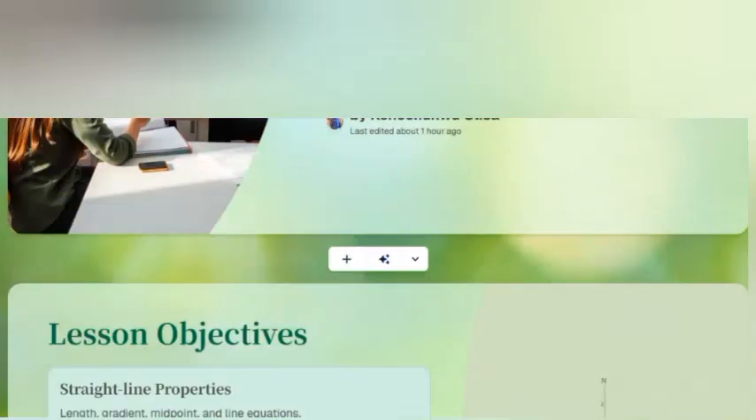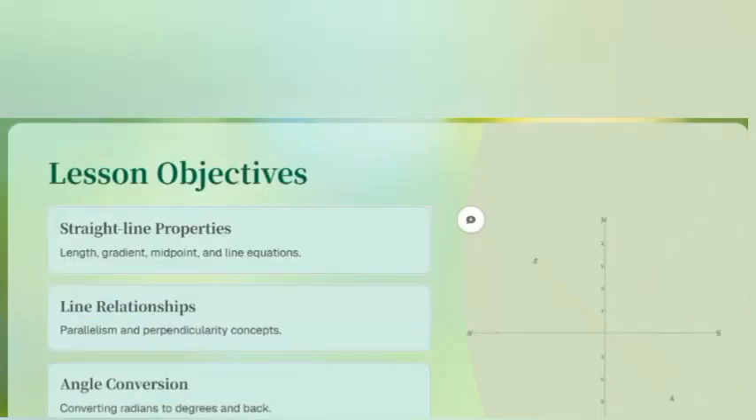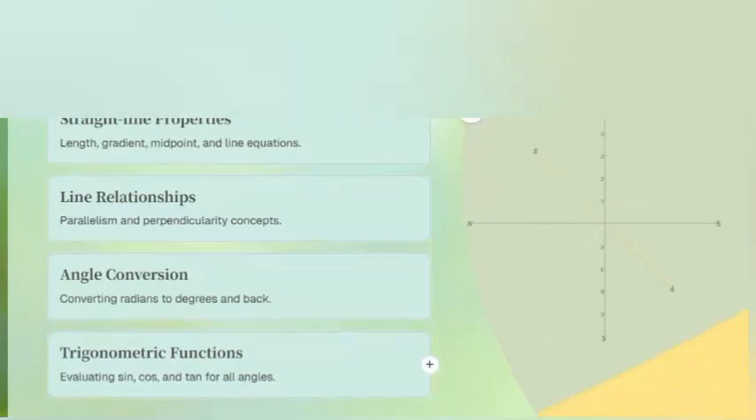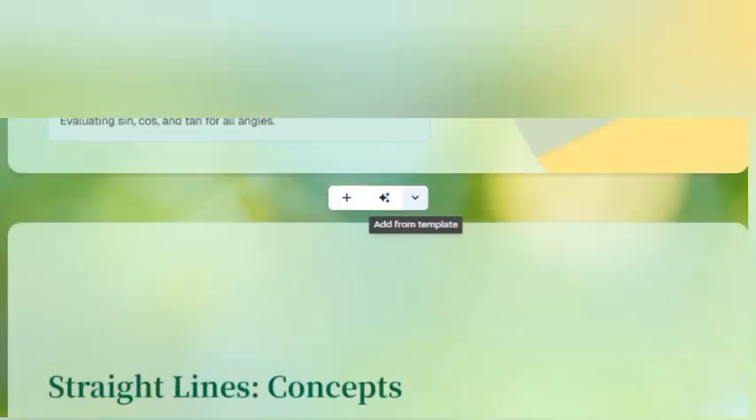So we're looking at objectives: learning straight line properties, length, gradient, midpoint, and line equations; line relationships, parallelism and perpendicularity concepts; angle conversion, converting angles from radians to degrees and back; and then trigonometric functions, which is the last of all. So we begin with the first slide. We're looking at straight lines.